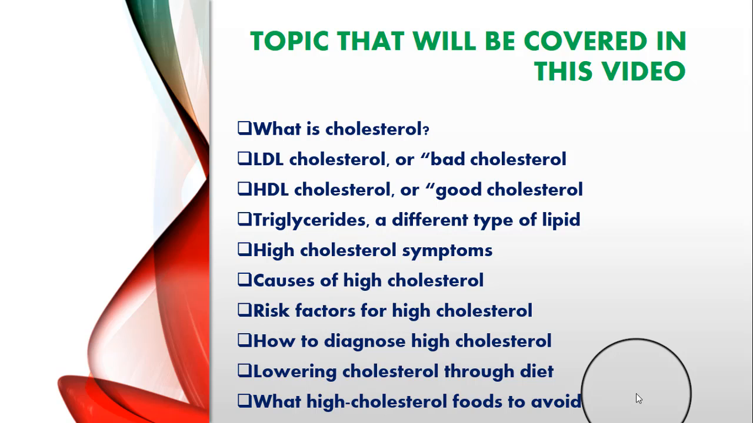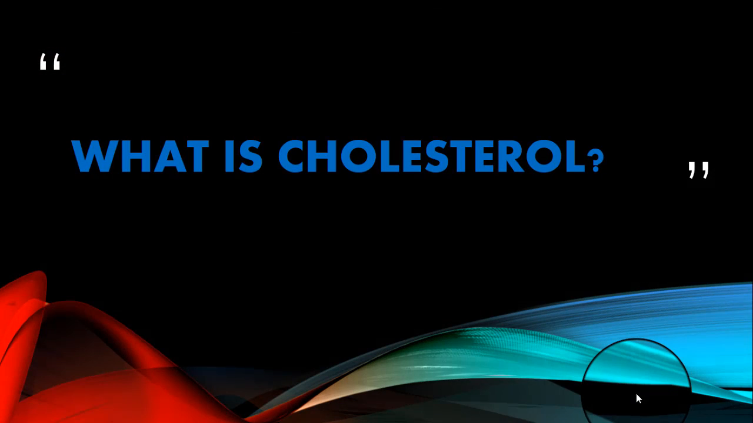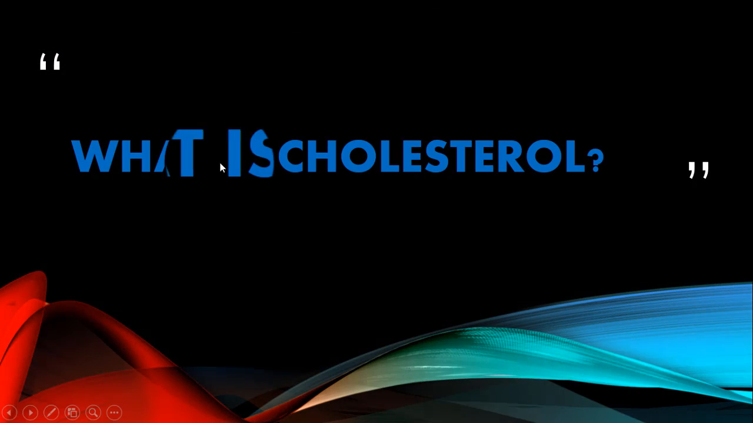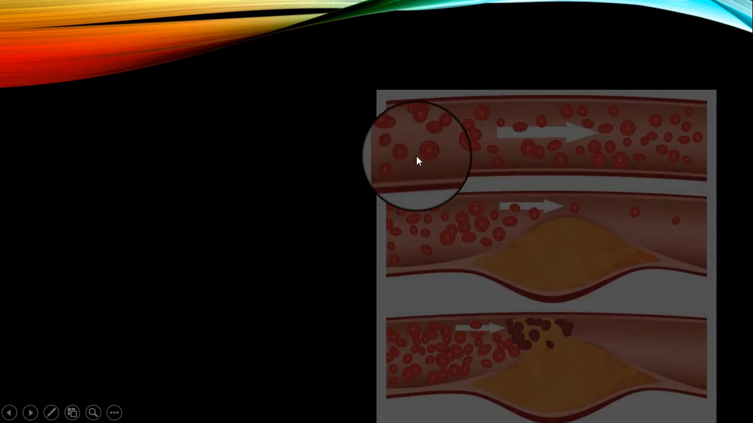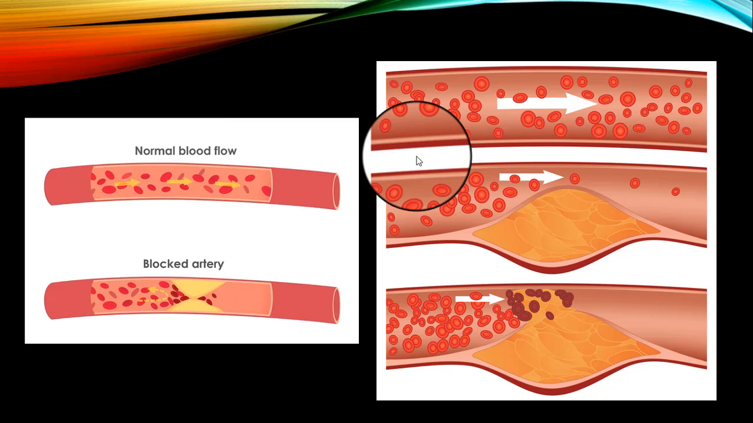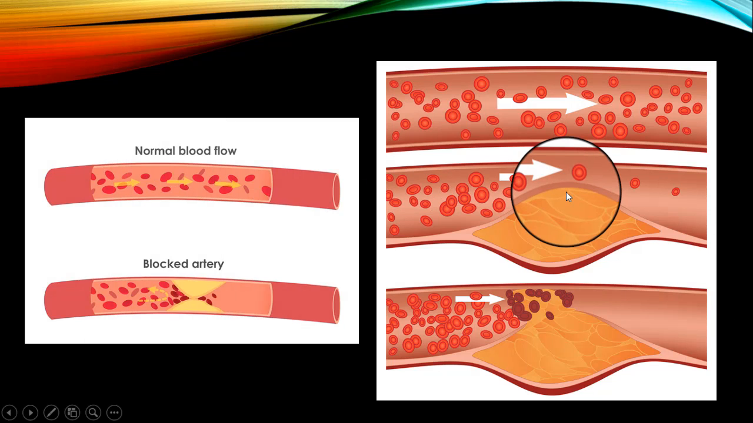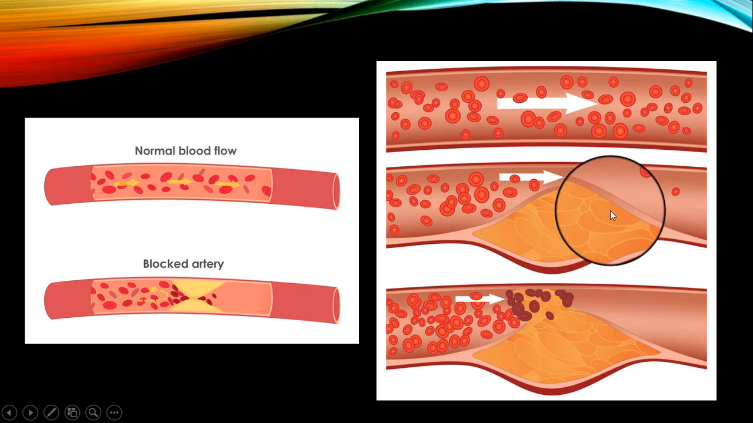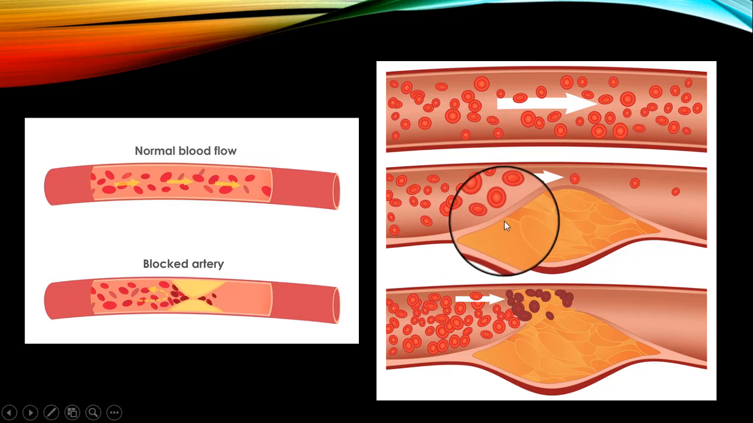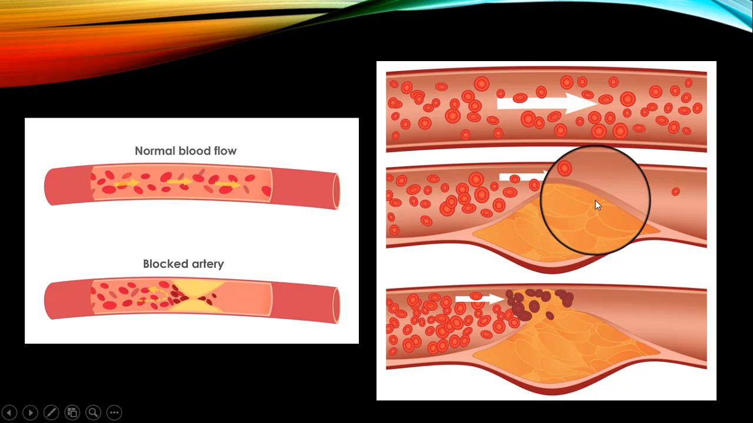First of all, we'll talk about what is cholesterol. Cholesterol is a type of lipid. It's a waxy, fat-like substance that our liver produces naturally, and it is vital for the formation of cell membranes, certain hormones, and vitamin D.